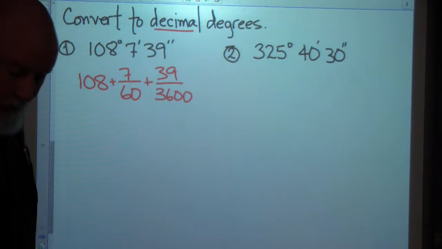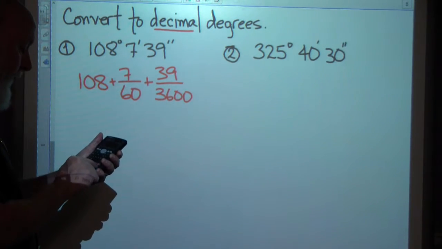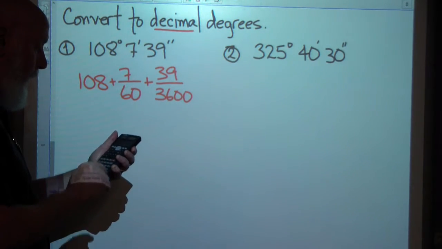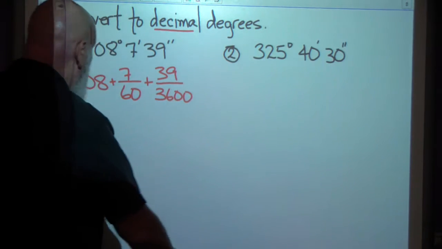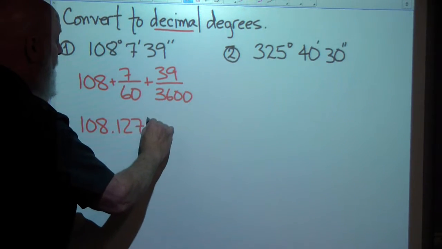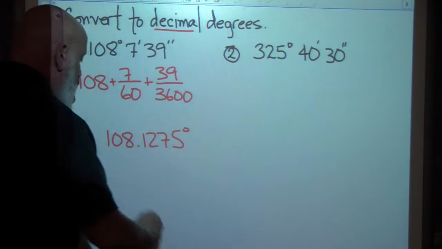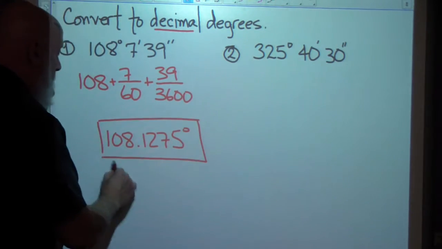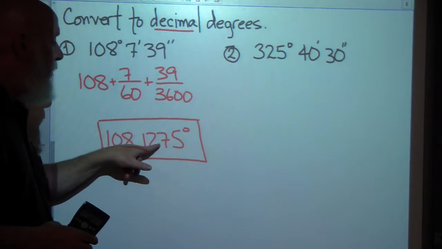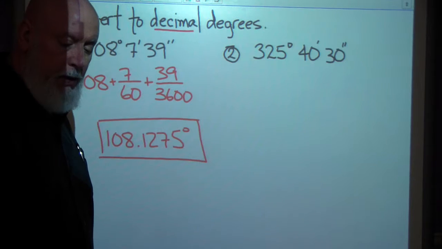So let's see what we get. 108 plus 7 divided by 60 plus 39 divided by 3600 equals 108.1275 degrees. So, if I haven't made a mistake, 108 degrees, 7 minutes, 39 seconds is 108.1275 degrees. Let's see if I got it right. Yay! That's how we do it.